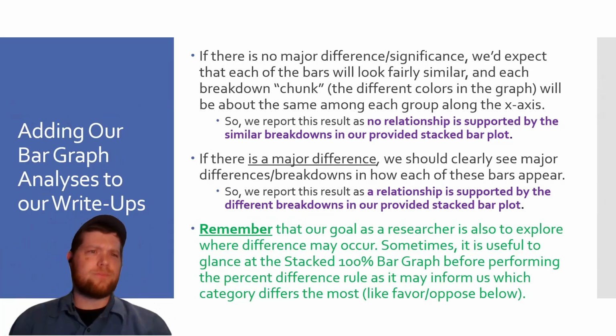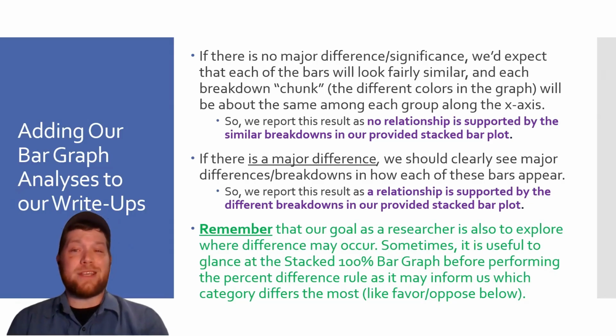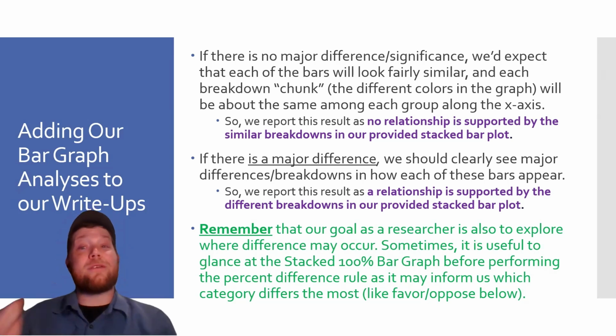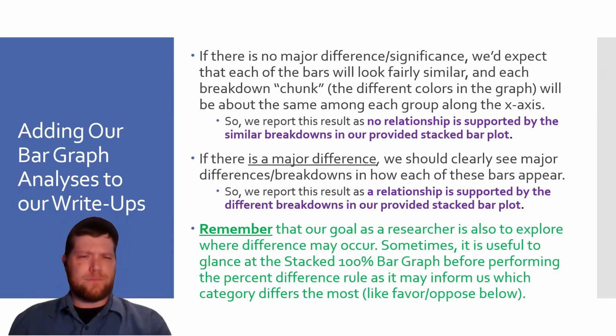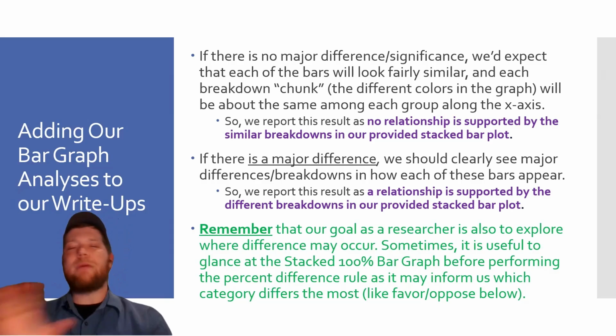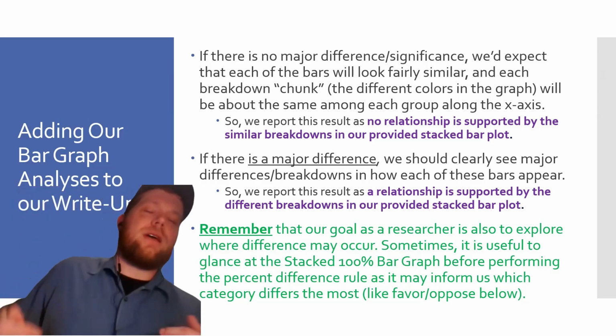This backs up exactly what we said in our workshop when we talked about the writing up of this stuff. To summarize, if there's no major differences, we expect that each of them looks similar. And so we report this as no relationship, supported by the similar breakdowns in our provided stacked bar plot. If there is a major difference, then we should see the major differences in the breakdowns and how each of these bars appear. And so we report this result as a relationship that is supported by the different breakdowns in our provided stacked bar plot.